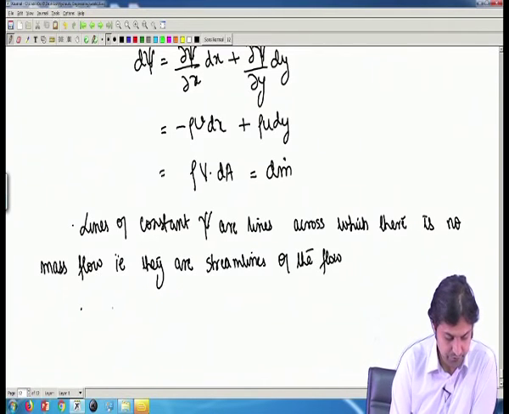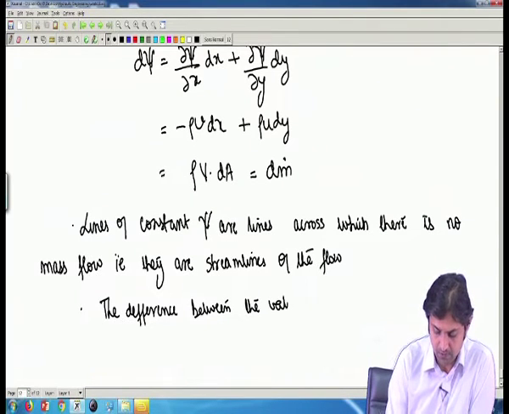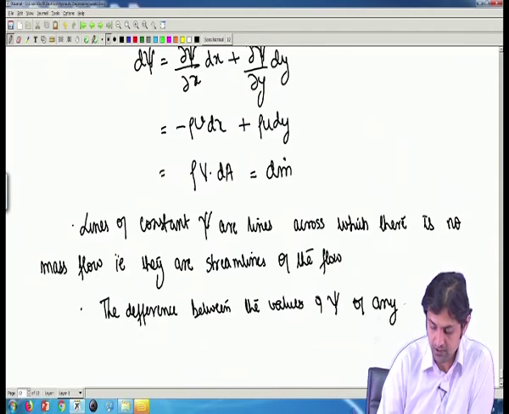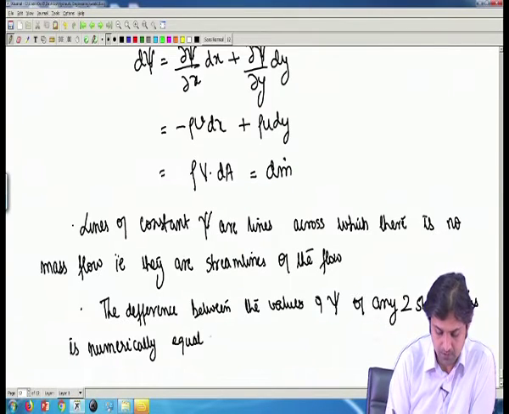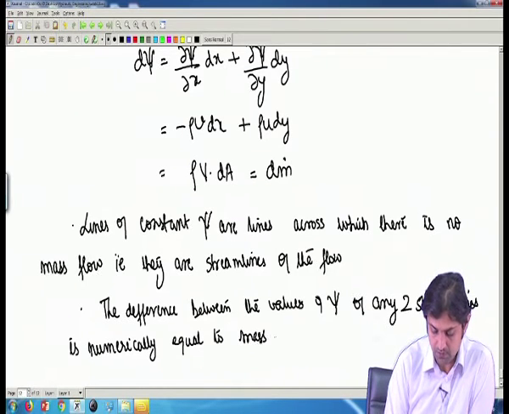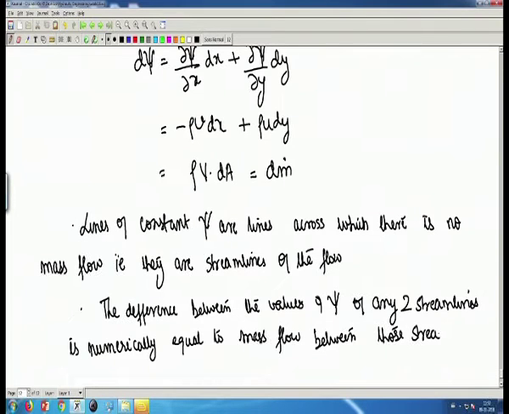Secondly, the difference between the values of psi of any two streamlines is numerically equal to the mass flow between those streamlines. All right.